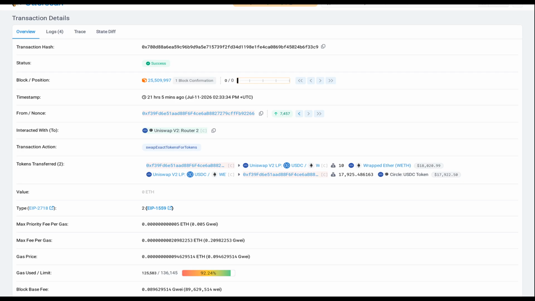And these aren't imaginary trades. Here's one of those swaps on our fork, opened in the Explorer. A real Uniswap swap, WETH in, USDC out, with the decoded token transfers right there. This is exactly the kind of transaction a real arbitrage bot fires off thousands of times a day.